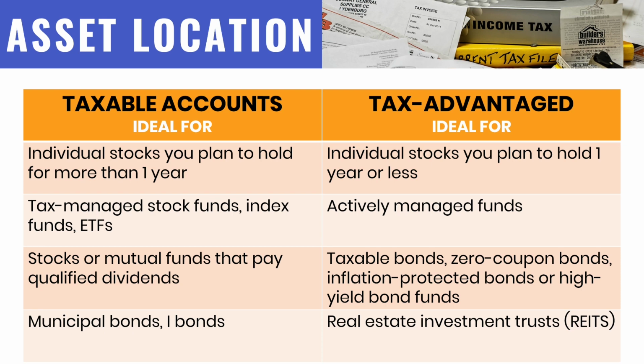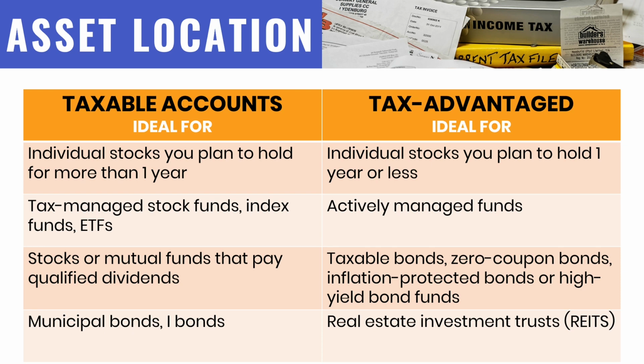Also, actively managed funds are better suited in tax advantage accounts. They're very tax inefficient. They're usually associated with a huge turnover rate. A lot of fund managers end up buying and selling a lot for those mutual funds to try to beat the market, and you want to put those into tax shielded accounts.